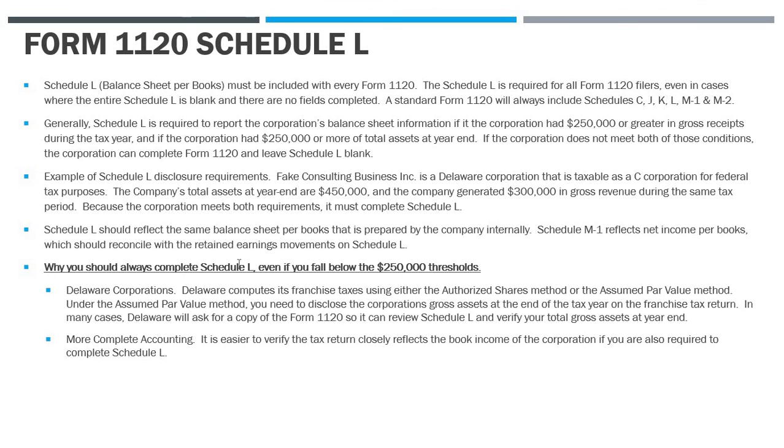Now, why should you always complete it? Well, even if you fall below these thresholds, one, I just think it makes sense to have a more complete return. But I see this frequently with the Delaware Corporation issue. Delaware computes its franchise taxes using either the authorized shares method or the assumed par value method. Under the assumed par value method, which generally results in a lower tax if you have a lot of shares outstanding, you have to disclose the corporation's gross assets on the franchise tax return. And when you're on the online system and inputting that information, if your gross asset number is low, but you have a high number of authorized shares, it will adjust your franchise tax bill down.